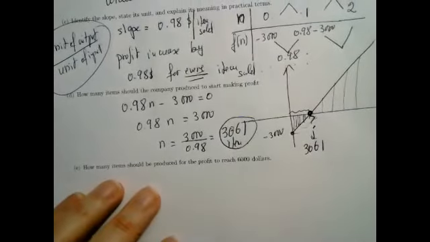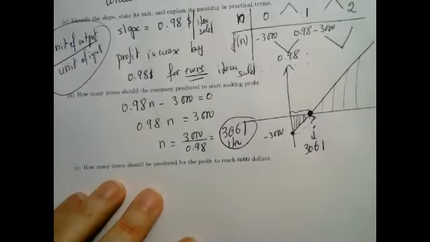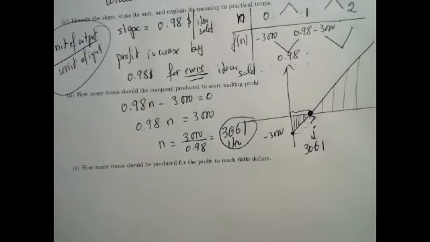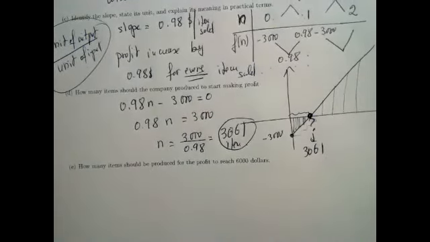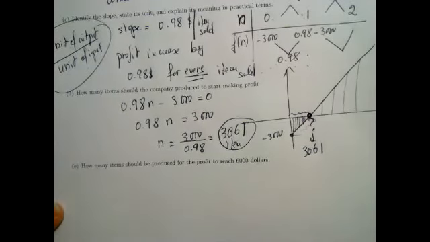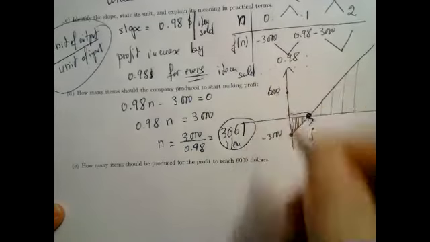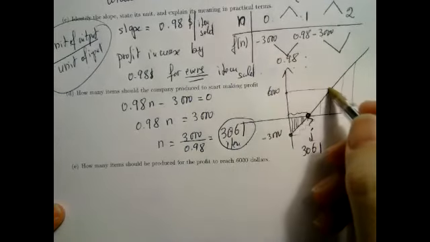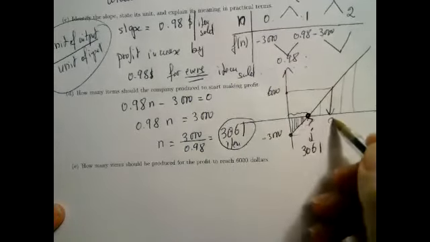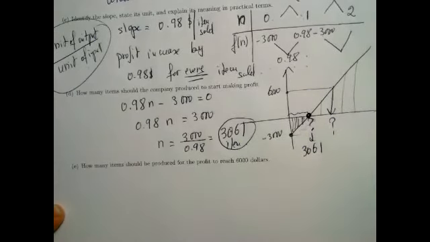All right, the last question is easy. How many items should be produced for the profit to reach $6,000? If I want the profit to be 6,000, how many should I produce? Okay, so 6,000 should be somewhere in here. And my question is, that's the profit. How much should I produce to do that? Which equation should I set up quickly?